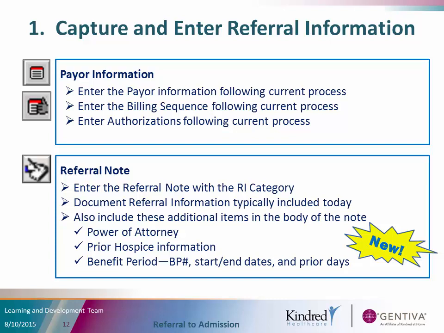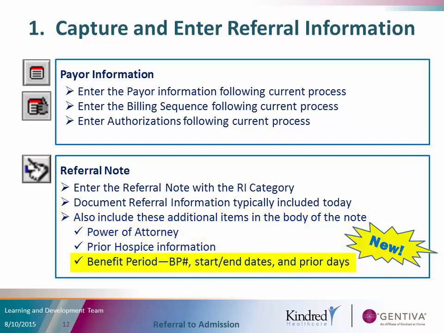Now let's talk about that referral note. If you are not adding one currently, you must start doing so now. All of the information entered on that note will flow over to the hospice system. In addition to what you typically include in that McKesson referral note, you will add the following items: the power of attorney, any prior hospice information, and the benefit period information.